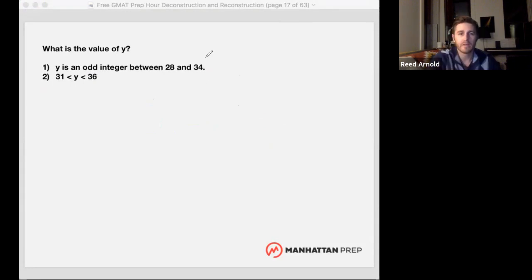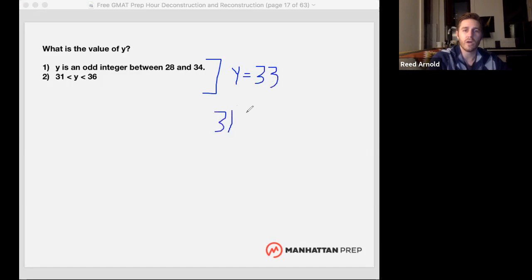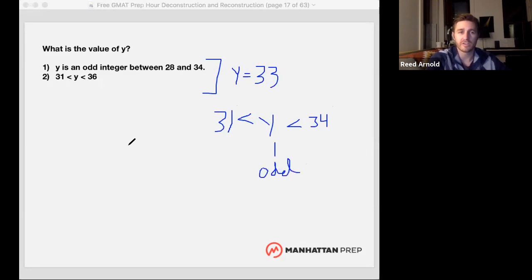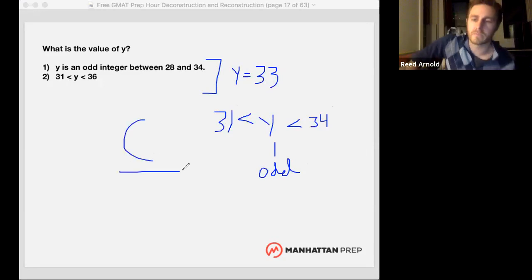If we synthesize all the inferences we've made, these two pieces tell me y is 33. Okay. That's the only odd integer between 31 and 34. So if this were a data sufficiency question, the answer would be C.